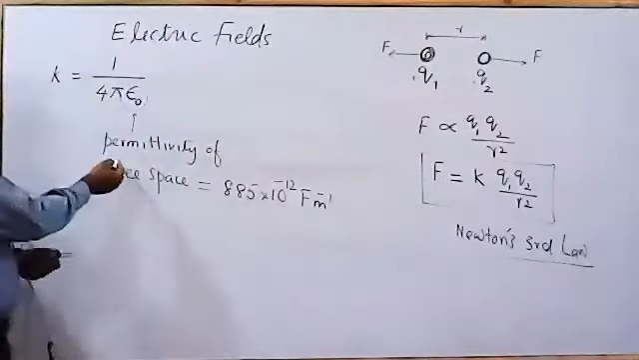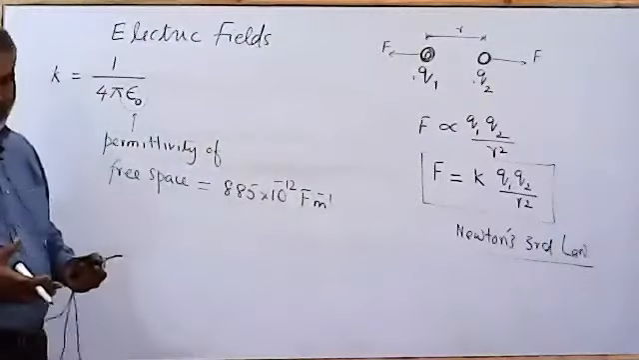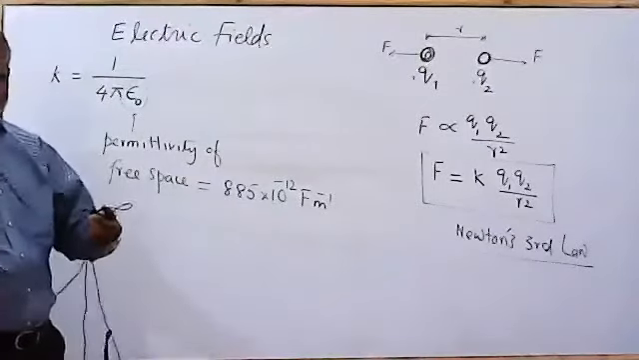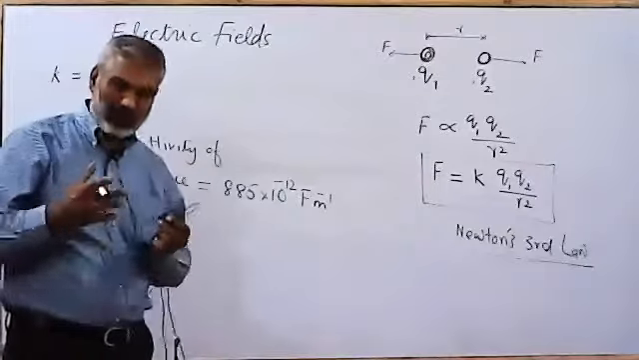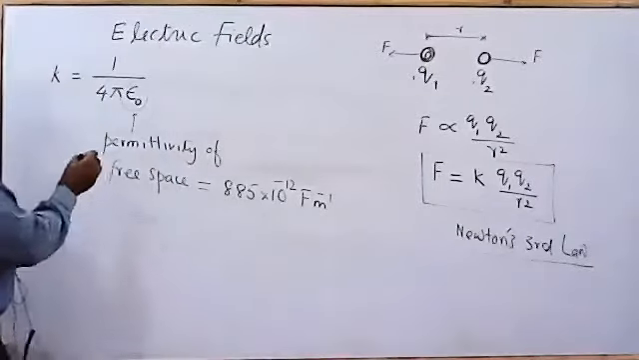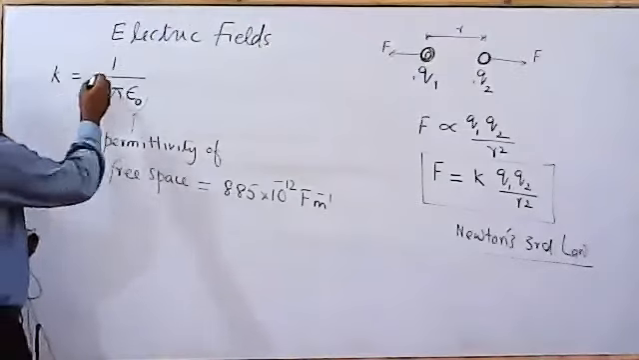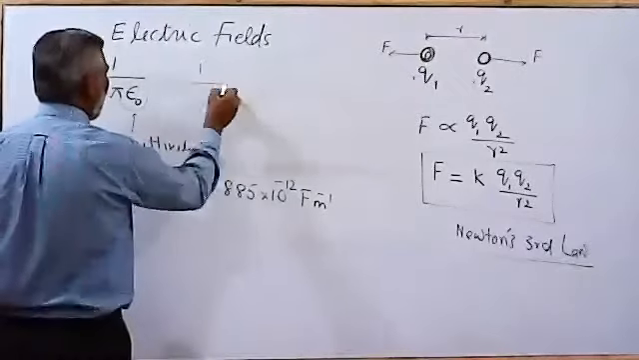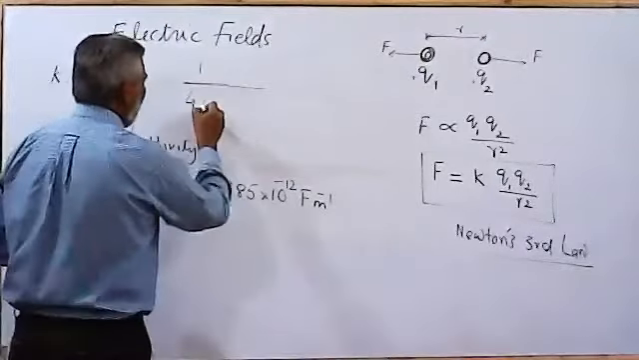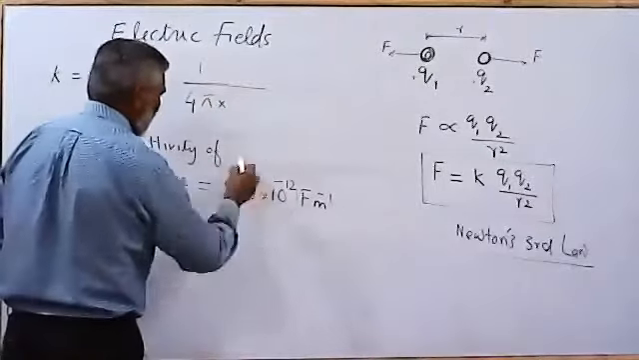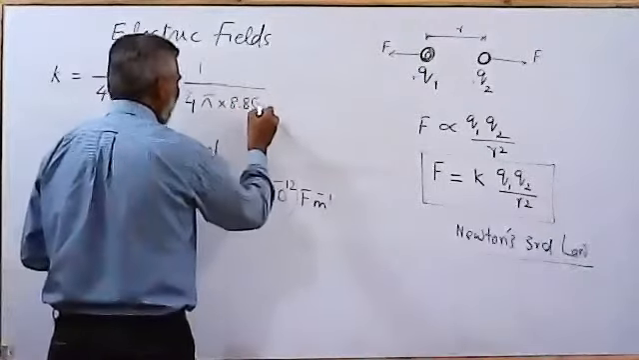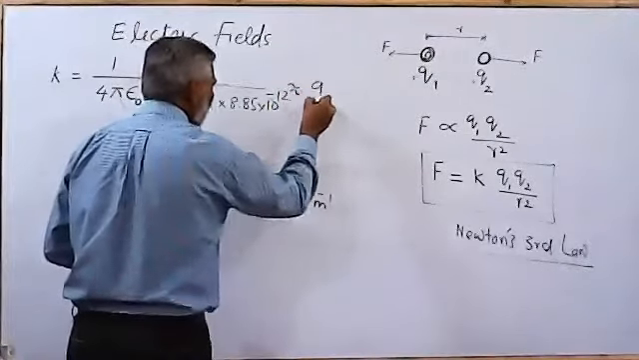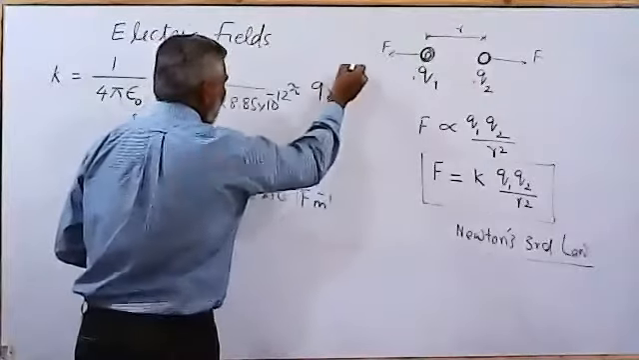So permittivity means the property of that medium, how easy or difficult it is for the two charges to interact from that given distance at which they are placed. So K is 1 over 4 pi epsilon naught. That means if you use 1 over 4 pi multiplied by 8.85 into 10 raised to power minus 12, this gives you a number which is easy to remember, 9 into 10 raised to power 9.